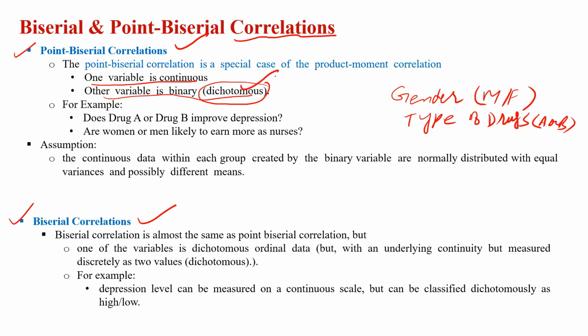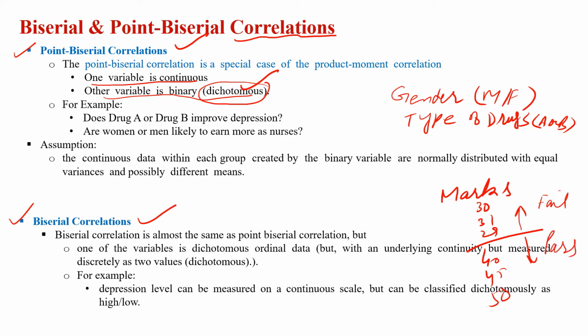Whereas if the dichotomous variable is not a true dichotomous but an artificial dichotomous, meaning we have made a continuous variable into a dichotomous one, such as the marks of students. Naturally it is a continuous variable, such as students having marks of 30, 31, 29, 40, 45, 50. If I say that less than or equal to 30 is considered fail, and more than 30 is considered pass, then we have artificially made this variable dichotomous. In such a case, we should apply the biserial correlation.